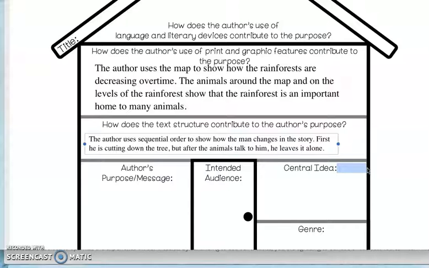He does one after another to show us how many animals rely on the rainforest, and then he leaves it alone. Okay? So the author uses that sequential order, that time passing, to show how the man's perspective changes and how his beliefs change. Okay, so go ahead and make sure you have something like this written down in your notes, because this is going to help you out a lot.